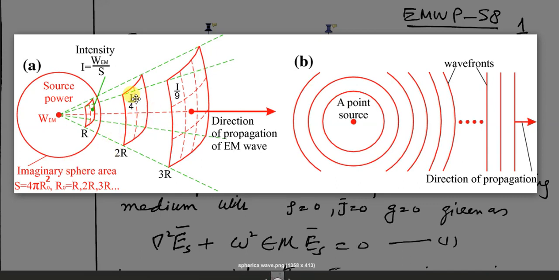Here the energy dissipation is also being demonstrated. That is, the intensity of the wave is given by the electromagnetic energy divided by the area of cross section. If the total area of cross section of the sphere we take is 4 pi r naught square, and r naught is the distance r, 2r, 3r and so on, the intensity decreases by the square of the multiple of r, here 1 by 4, 1 by 9 and so on.